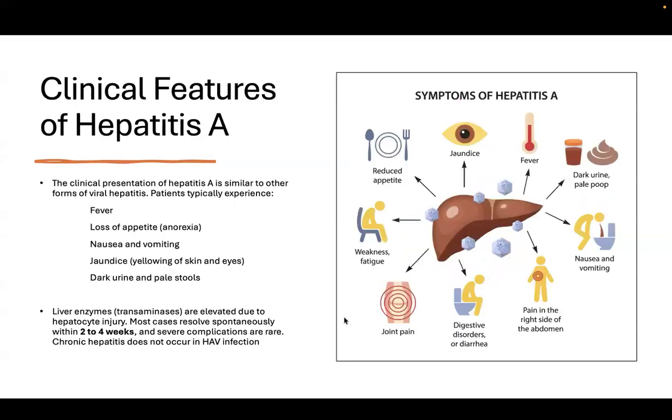So clinical features of hepatitis A: you have fever, loss of appetite, nausea and vomiting, and jaundice, which is this yellowing of the skin and eyes, and you have dark urine and pale stools because your liver is messed up in general. Again, this usually resolves in around 2 to 4 weeks. So it is a stubborn virus. It does stay for quite some time, but it's usually self-limiting, and you get lifelong immunity after it.